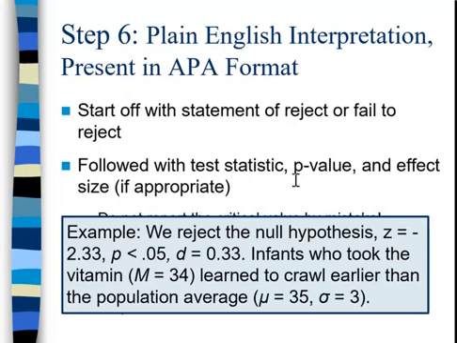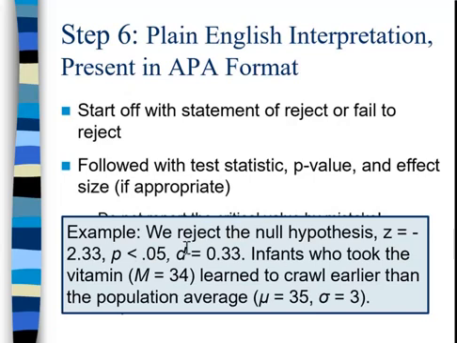Then we need to report the p-value. Now, if we reject the null, what we're going to report is p less than whatever our alpha was. So when we reject the null, it's p less than whatever our alpha was. If we fail to reject the null, there are two ways we can report that APA is fine with. We could say p equals NS, right? That means p equals not significant. Or we could report p greater than 0.05, right? So it doesn't matter.